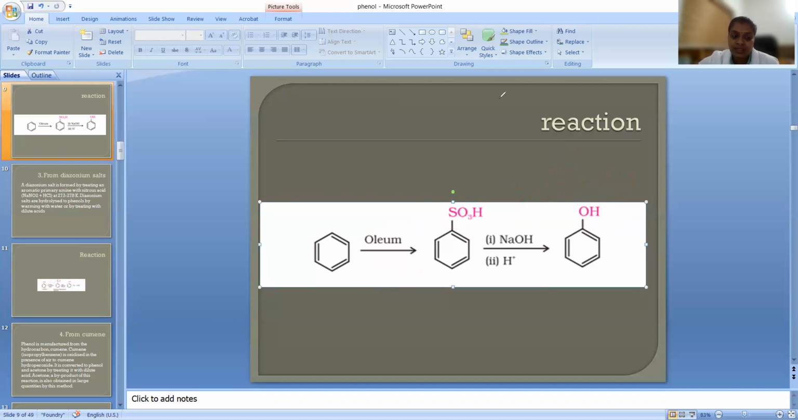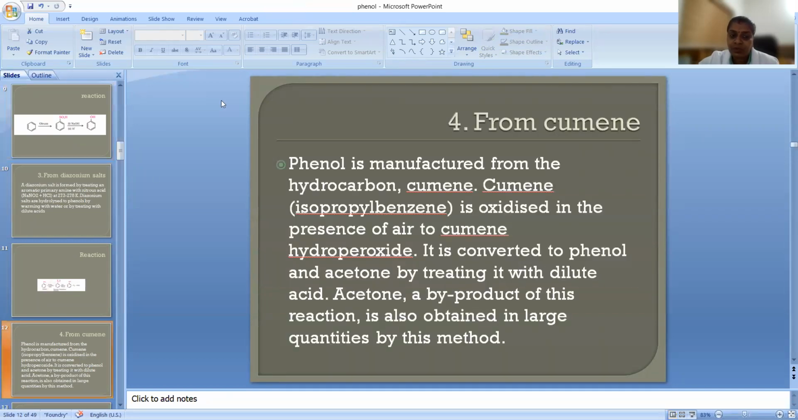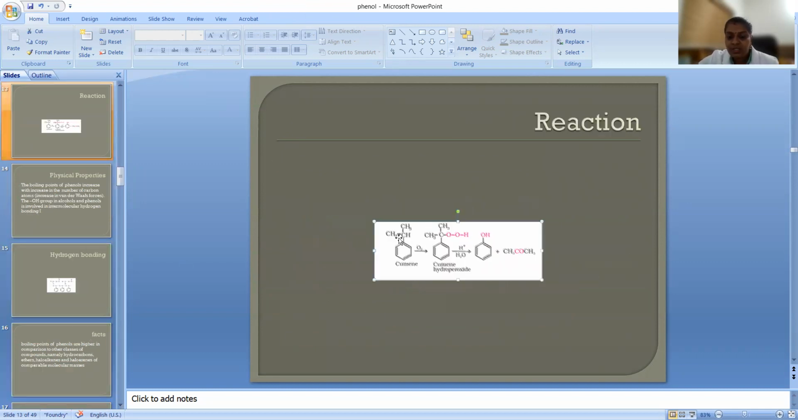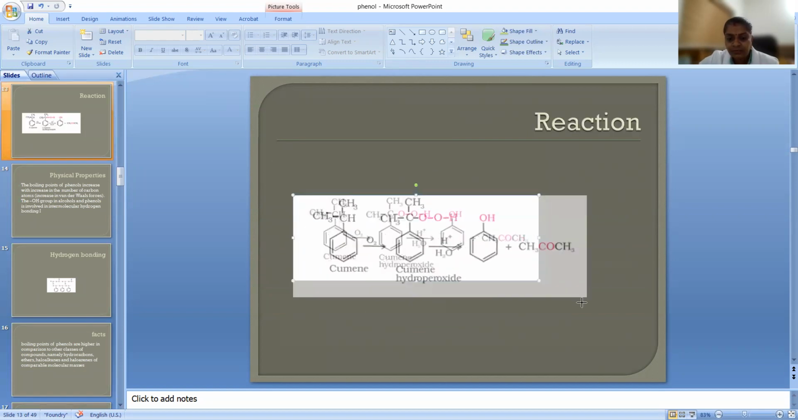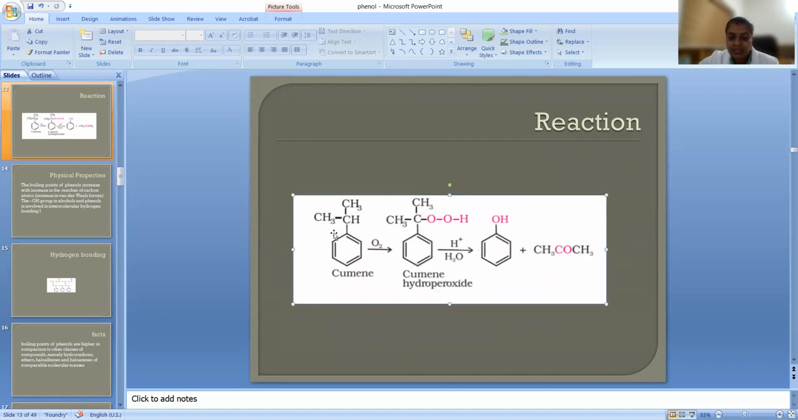Now the next method, let us discuss from cumene. So what is cumene? Cumene is a hydrocarbon. Let us see the reaction. This is cumene, a benzene ring with this substituent, and that will undergo oxidation. When it undergoes oxidation, oxygen will add up, here 2 oxygen atoms add up, so it will give cumene hydroperoxide.